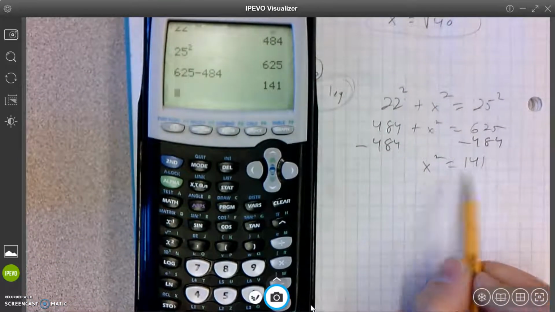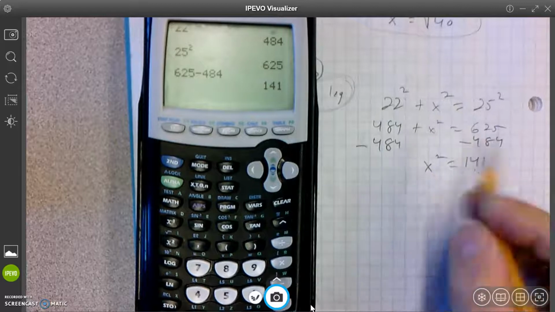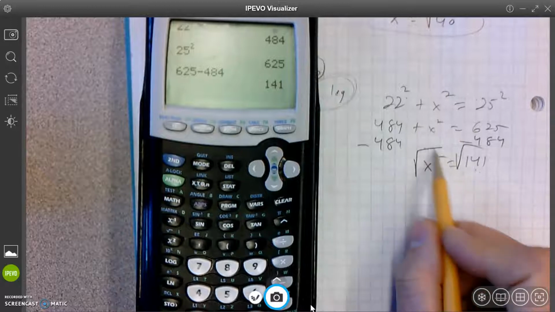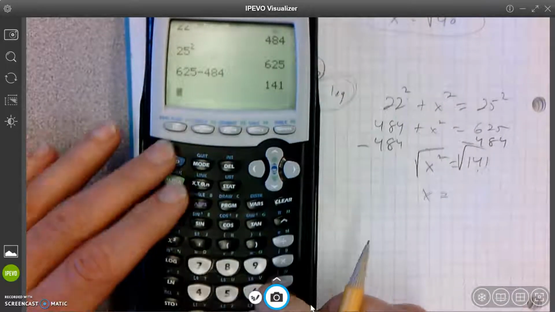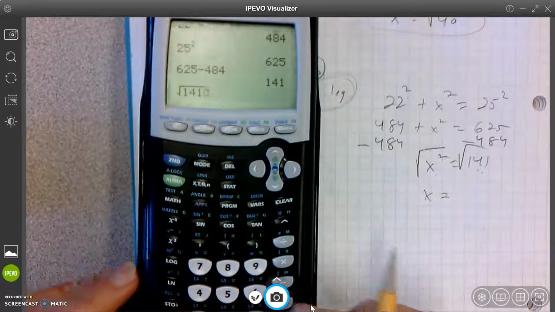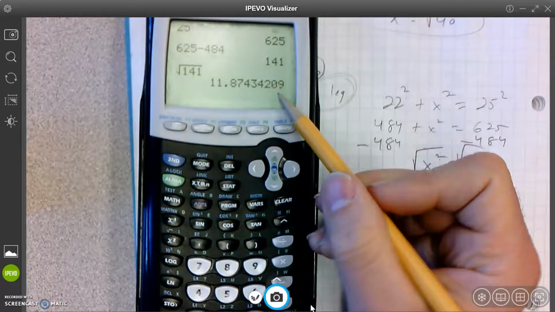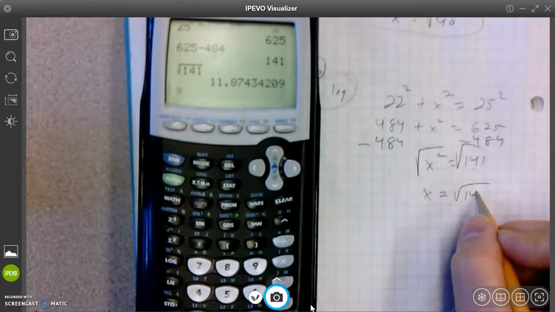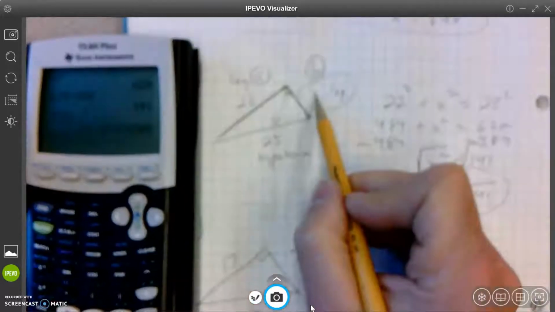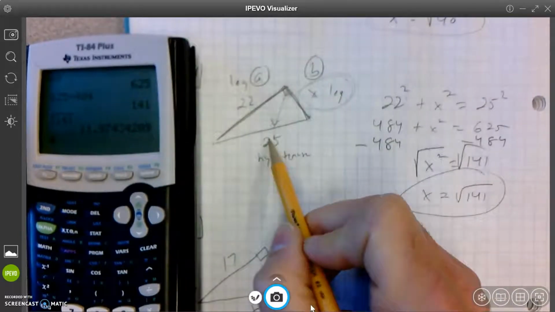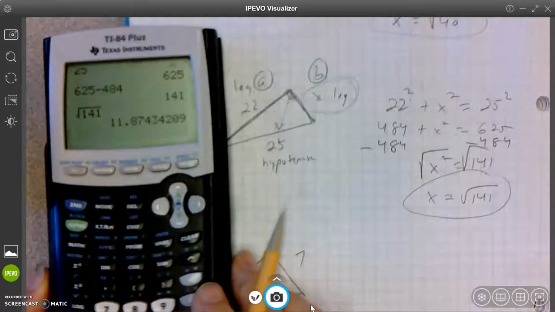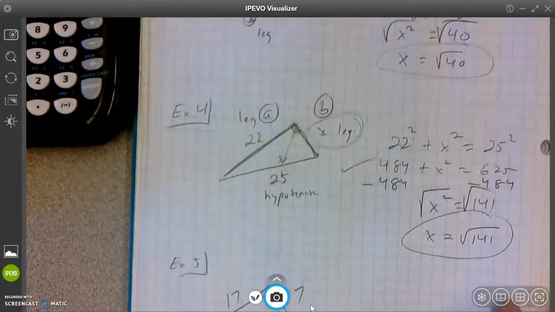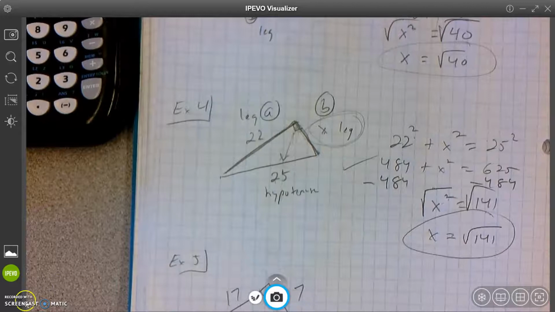I can't think of a number off the top of my head that times itself is 141, so I'm going to square root both sides. So square rooting both sides, that goes away. So x equals, what is the square root of 141? Oh, it's irrational. So it's like 11.87 something. So I'm going to leave it like this. 11.87 is less than 25. 25's the hypotenuse, got to be the biggest side. Yeah, okay, cool. Got it. Nice job. Okay, good work. Let's go on to some practice now.